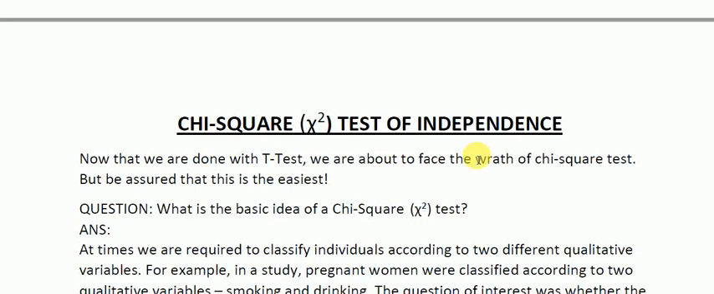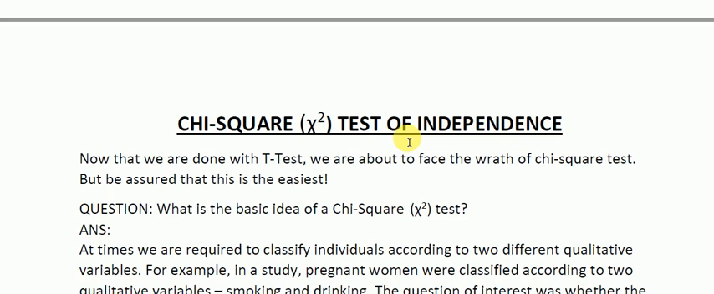Bismillahirrahmanirrahim. So now moving on to the last topic of biostatistics, which is the chi-square test of independence. Before we start this, let's recall that we had basically three topics of biostatistics this year. The first one being sample size calculation, the second one being the t-test, and the third one being the chi-square test. Now that we are done with both of them, alhamdulillah, we'll be moving towards the chi-square test.